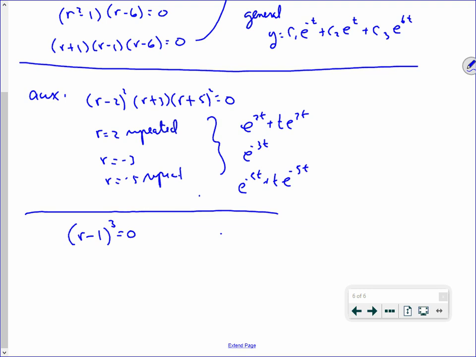Here we have (r minus 1) cubed equals 0. So this would come from a third order DE, and you would have one solution, but it actually shows up 3 times. So what you would get for that is e to the 1t, t e to the 1t, and t squared e to the 1t.